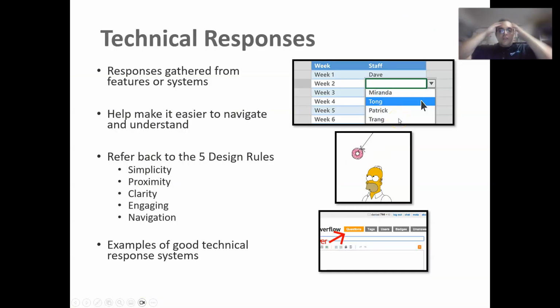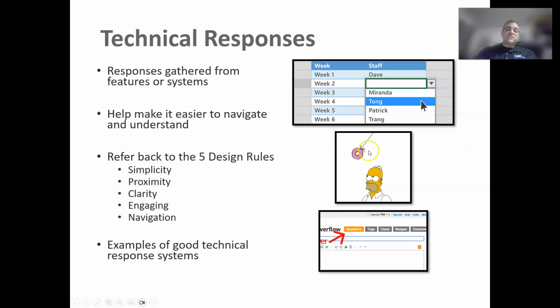This week we're going to focus on responses gathered from features or systems on a digital or technical aspect that people have to interface with or use. These are systems and visuals that make it easier to navigate and understand the systems. They refer back to the 5 major design roles, which include simplicity, how simple it is; proximity, how things are placed apart from each other; clarity, how clear things are to understand; engagement, if the user can be engaged over time; and navigation, how easy it is to navigate across the system. We have to use visuals in order for people to understand without us teaching them. That's where the visual design comes into play.